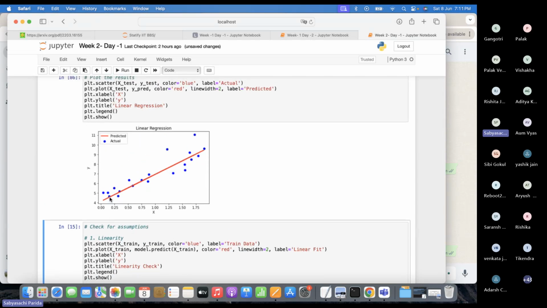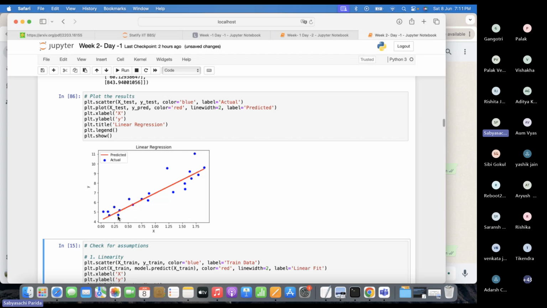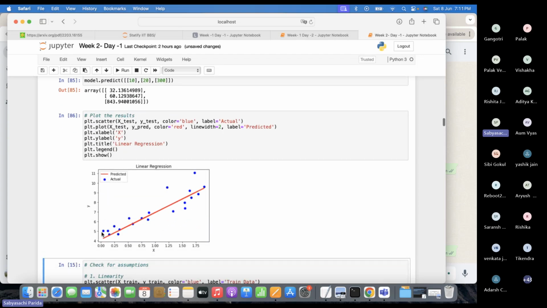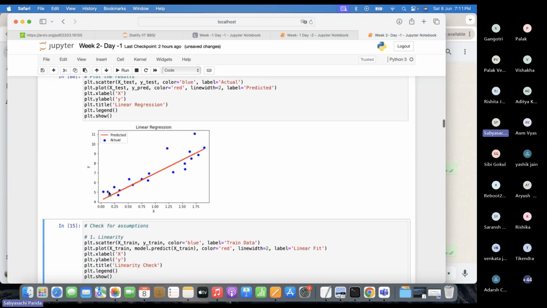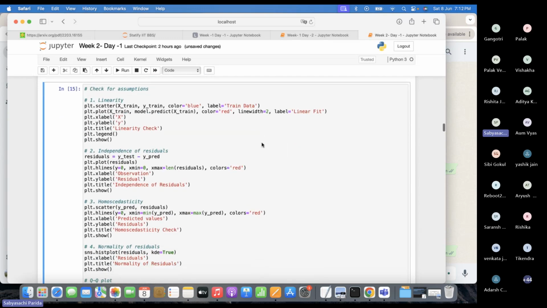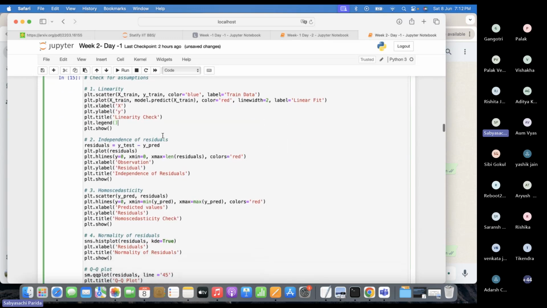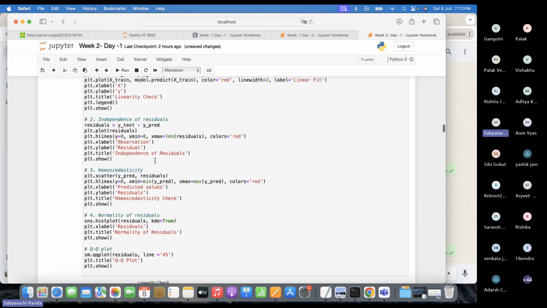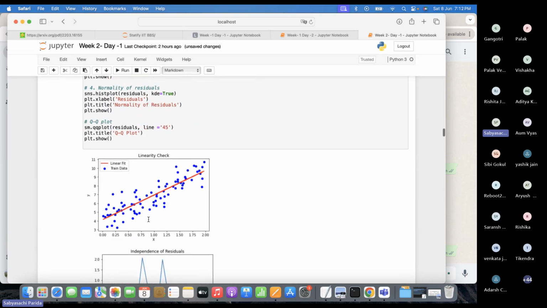The red line, what you see, is the line which I have predicted using my linear regression model. So these are the actual x's that I have, and this is the y value. My objective was to minimize the distance between the x and y and the particular line. And how can I check the various assumptions which I have made for my data? If you remember, linearity, independence of residuals, homoscedasticity, normality of residuals, QQ plot, right?